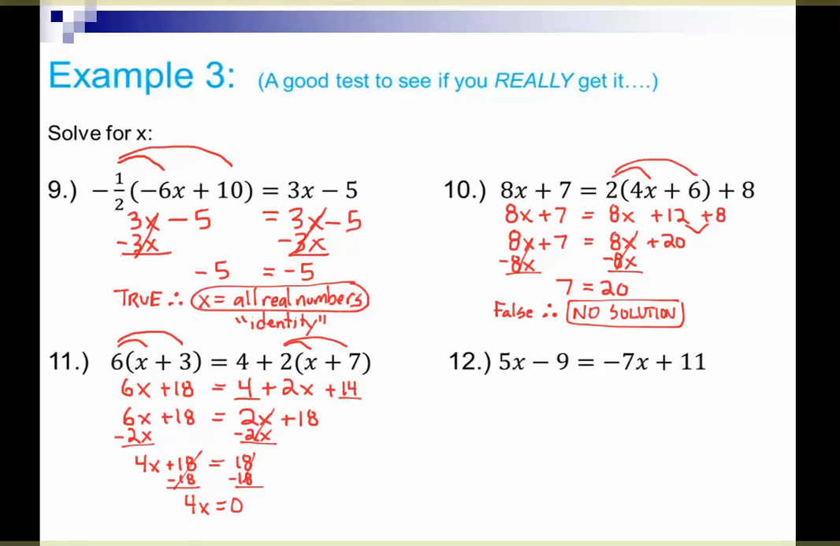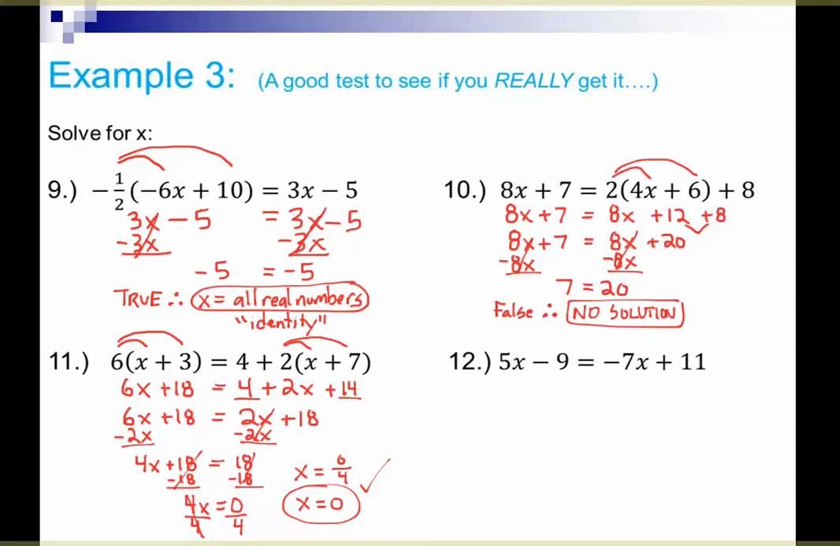Okay? Keep going. You divide by 4 on both sides, and when you do that, you get x equals 0 over 4. And what number is that? Well, 0 over 4 is just another way of saying 0. So this is your problem where x equals 0. You go back and plug in a 0 up there, it's going to work out.